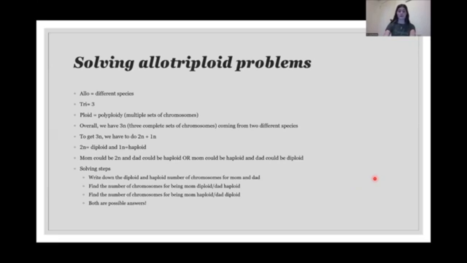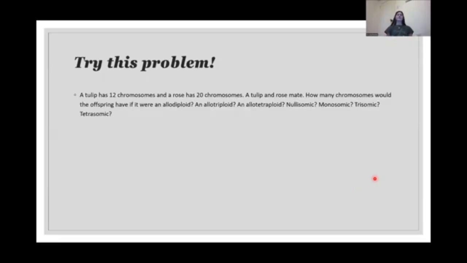So now let's try a problem looking at everything that we just learned. A tulip has 12 chromosomes and a rose has 20 chromosomes. A tulip and a rose mate. How many chromosomes would the offspring have if it was an allodiploid, allotriploid, allotetraploid, nullosomic, monosomic, trisomic, tetrasomic? I'm going to split this page in half. And let's look at the endings of these words. Some of these end in ploid, and some of these end in somic. So remember that with ploid, we're talking about polyploidy.